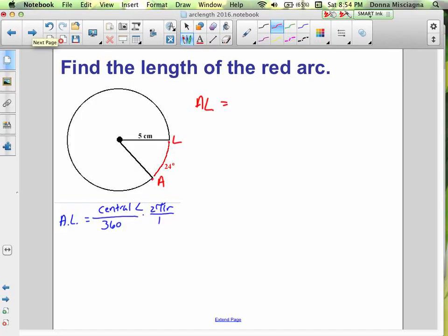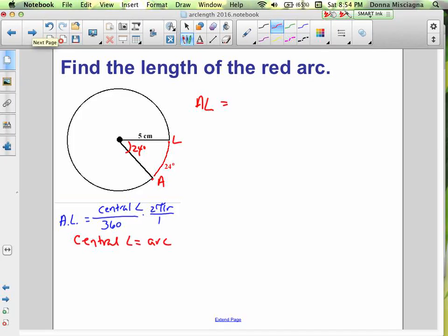All right, so to find the arc length, we simply take the central angle, and remember the central angle and the arc are exactly the same. So if I'm given the arc in degrees as opposed to the central angle, doesn't matter. They're both the same. Central angle equals the arc. Matter of fact, I'm going to write that down here so we don't forget. Central angle equals the arc.